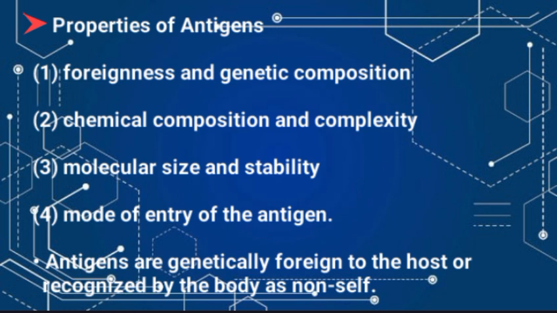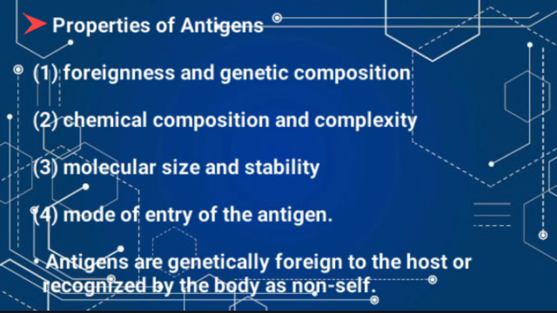And basically, immunogenic refers to the ability of a substance to trigger an immune response in the body. When something is immunogenic, it can activate the immune system to produce antibodies or initiate other defense mechanisms to fight off a potential threat. The first property is the foreignness and genetic composition.